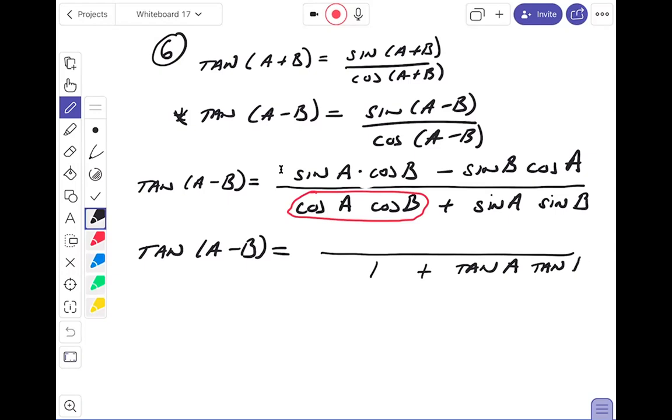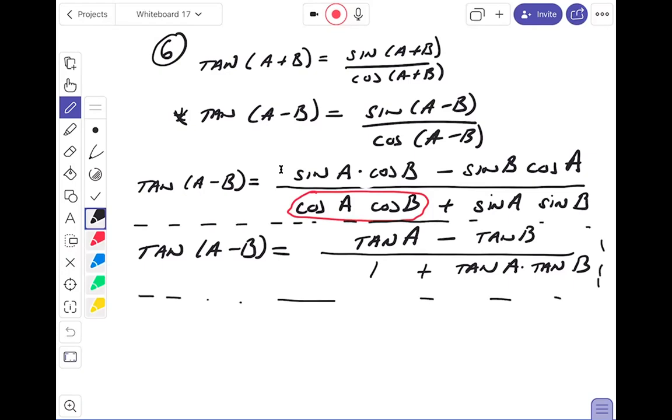What do you get on top? Sine A over cosine A, which is tan A, minus, again I'm dividing by cosine A, cosine B, and you get sine B over cosine B, which is tan B. All right, I'm going to put a little checkered box on this one, indicating that some students say, I'm going to memorize that. And you could.